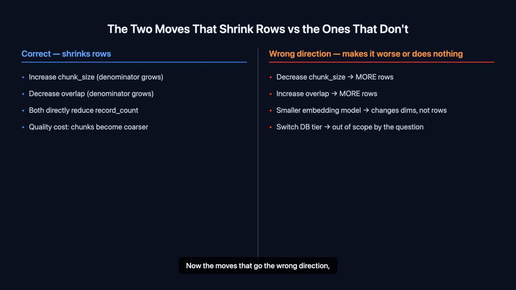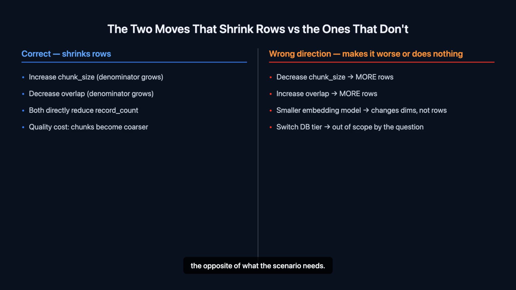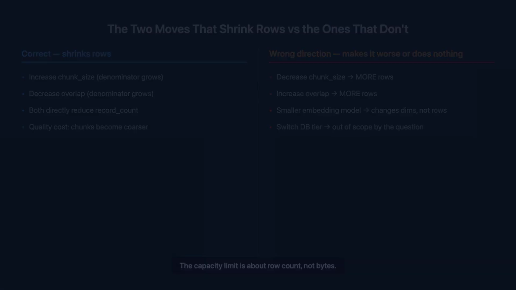Now the moves that go the wrong direction, which are the ones most people reach for. Decreasing chunk_size makes the denominator smaller, which gives you more rows, not fewer, the opposite of what the scenario needs. Increasing overlap does the same thing. And the sneakiest distractor, switching to a smaller embedding model, sounds plausible but changes the dimensions per row, not the number of rows. The capacity limit is about row count, not bytes.